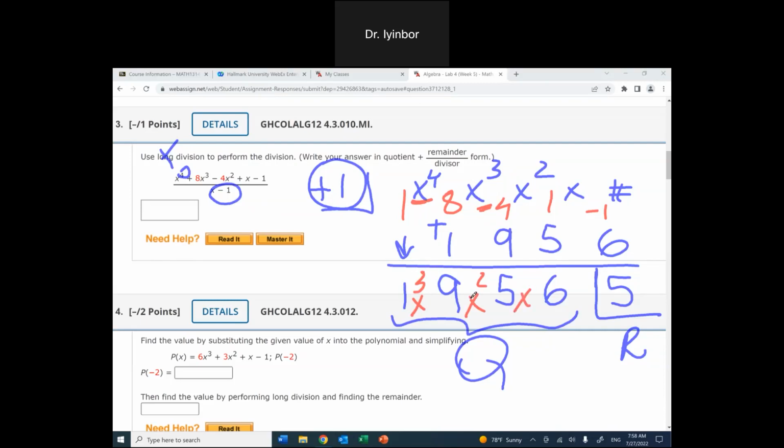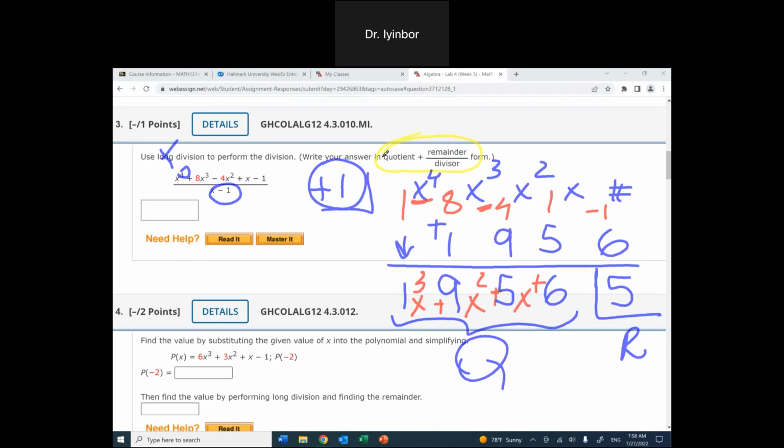And then from there, you're just going to connect those with pluses because the numbers 9, 5, and 6 are positive numbers. So that's a connection between the terms. And then this is what you need to be careful about. You need to read how they want the answer. The answer is quotient plus remainder over divisor. So that's exactly how you need to put your answer.